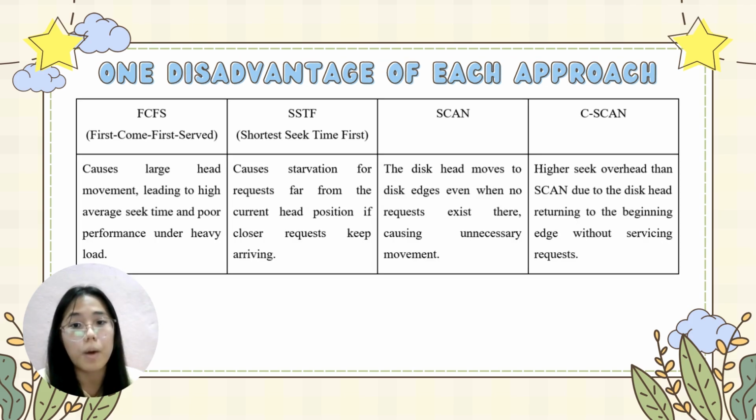Lastly, we will discuss one disadvantage of each approach. For first come first serve, it causes large head movement leading to high average seek time and poor performance under heavy load. For shortest seek time first, it causes starvation for requests far from the current head position if closer requests keep arriving. For SCAN, the disk head moves to the edges even when no request exists there, causing unnecessary movement. For C-SCAN, it leads to higher seek overhead than SCAN due to the disk head returning to the beginning edge without servicing requests.